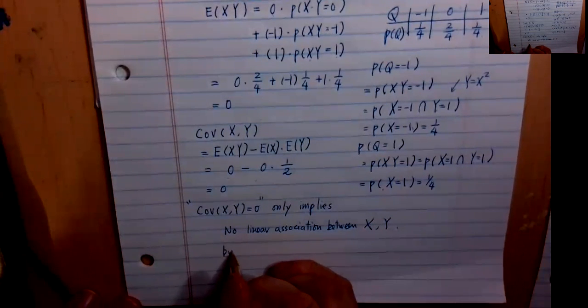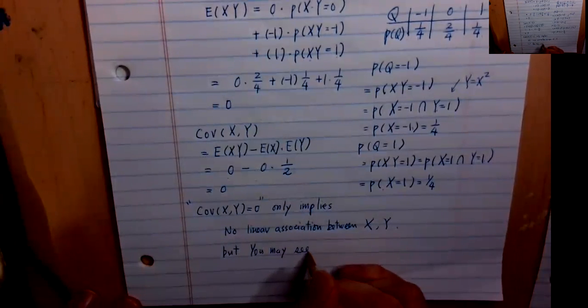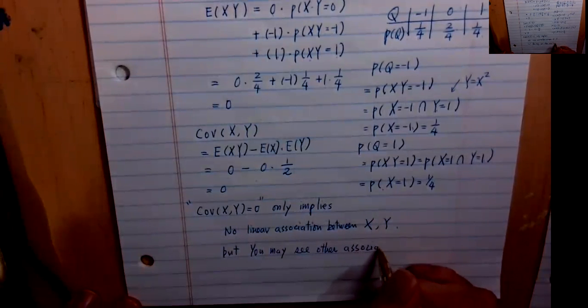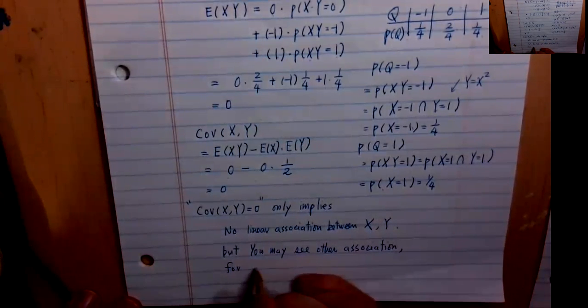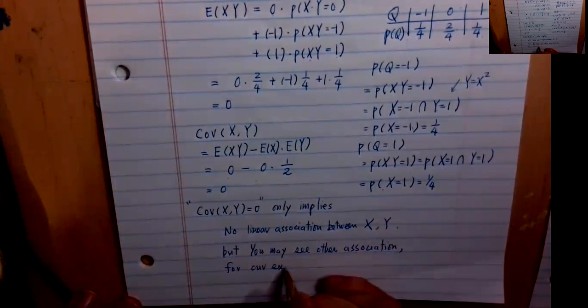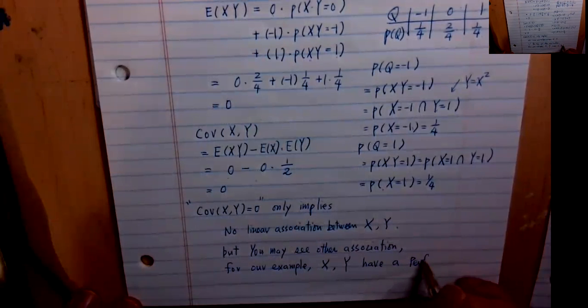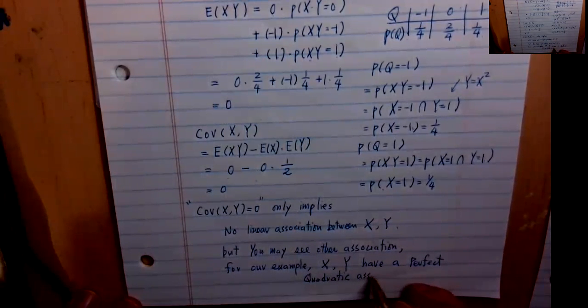But you may see other association. For our example, x and y have a perfect quadratic association.